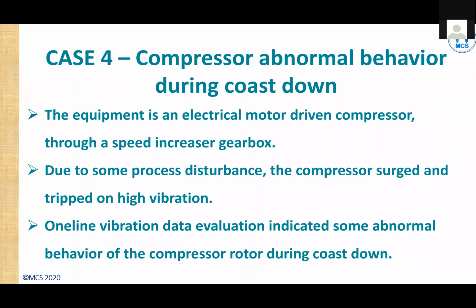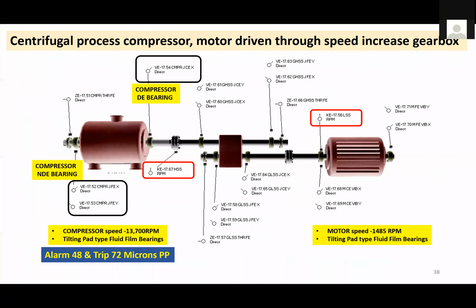Now, finally, we come to the last case. This is about the coast down behavior. This is an electrical motor driven compressor through a speed increaser gearbox. And due to some process disturbance, the compressor surged and tripped on high vibration. The online vibration data evaluation indicated some abnormal behavior of the compressor rotor during the coast down. I am trying to highlight how the compressor behaved, looking at the shaft center line plot. So this is the actual equipment. This is the compressor, and this is a gearbox driven by the electrical motor. The compressor runs at around 13,700 RPM. The motor is a 1500 RPM motor.